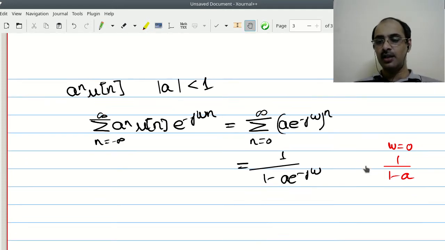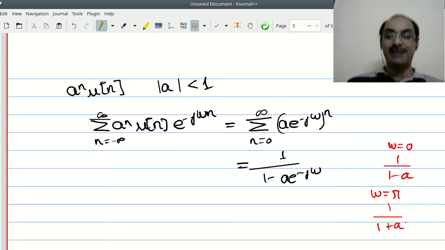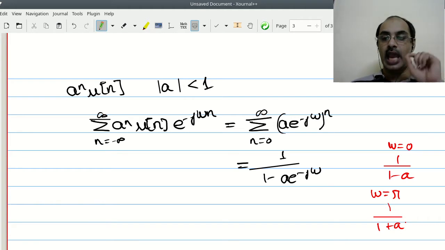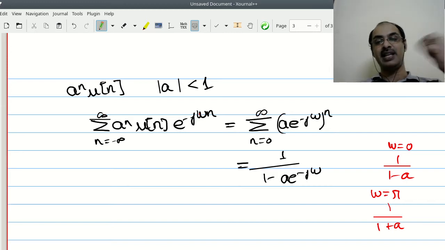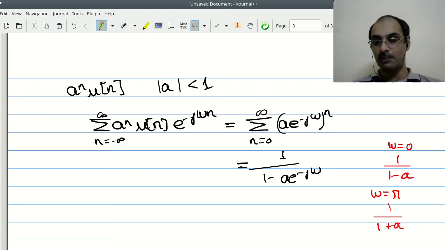Similarly, putting omega equal to pi will reveal that this will become 1 by 1 plus a. So what does putting omega equal to pi mean? That means that you are summing each value of the sequence but alternating the sign of successive values. How? In this case it will be a power 0 minus a power 1 plus a power 2 minus a power 3, because you are putting omega as pi, which is minus 1 power n. So it will be a power 0 minus a power 1 plus a power 2, minus a power 3, and so on. And if you sum that, you get 1 plus a.